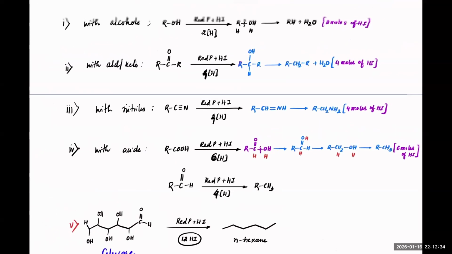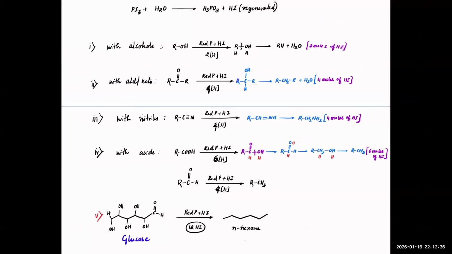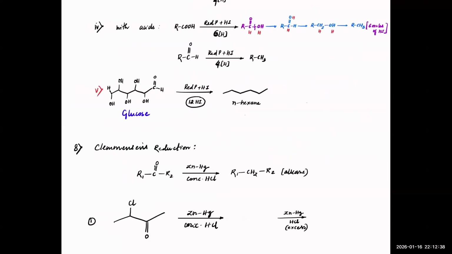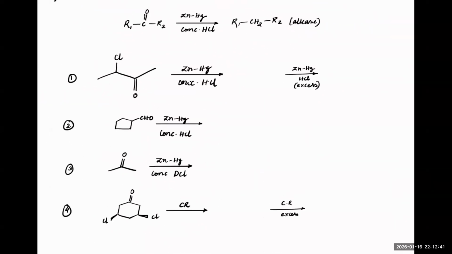Red phosphorus and HI is clear, everybody. It's not that difficult. It's just pushing all the hydrogens here. Next.